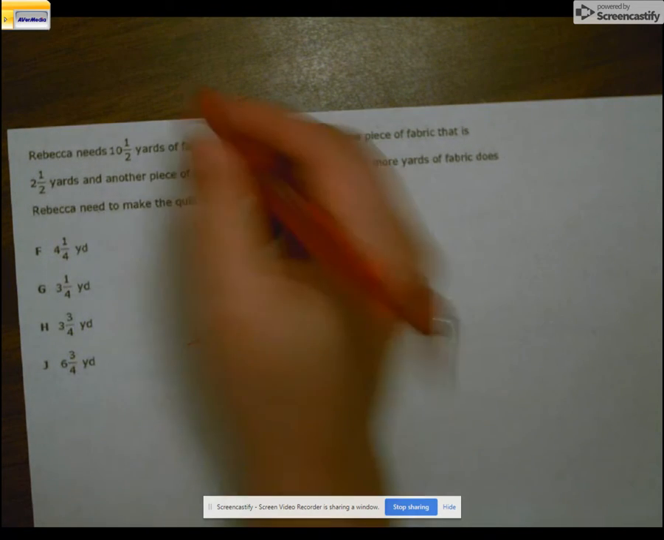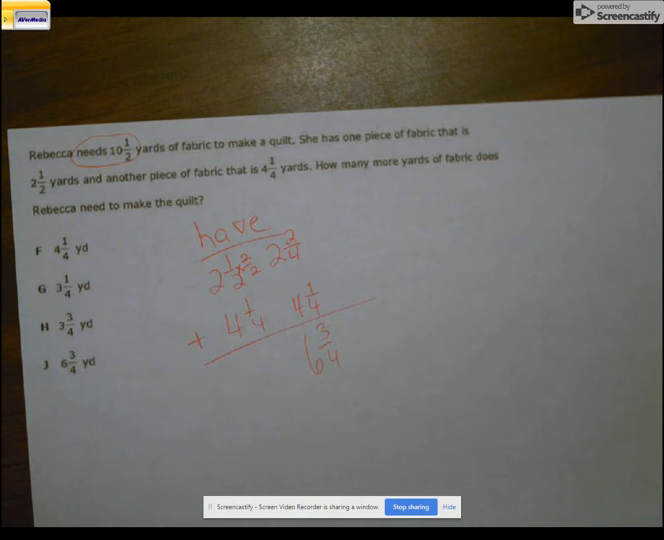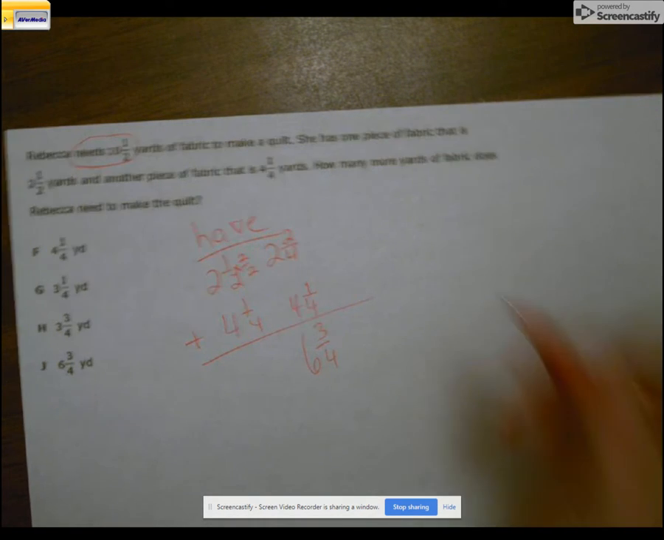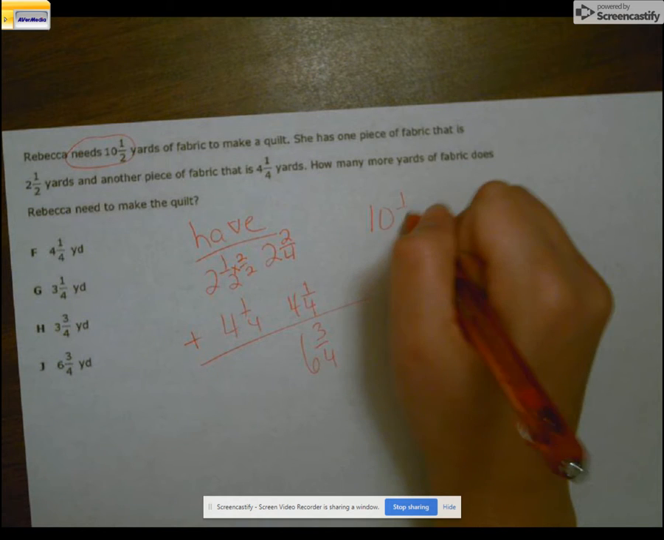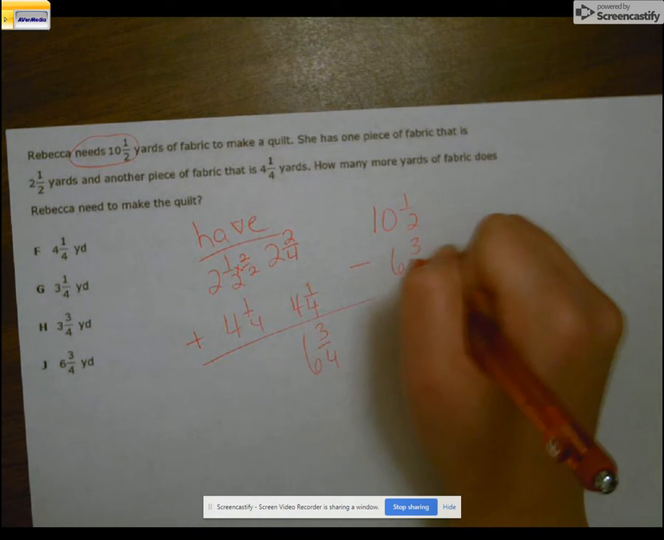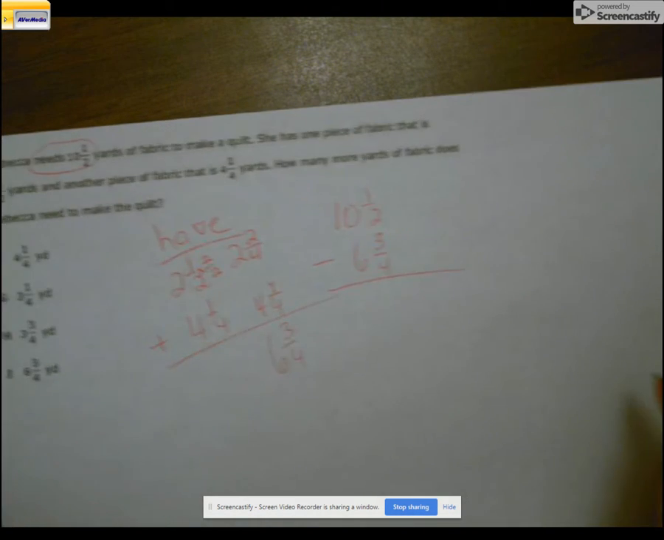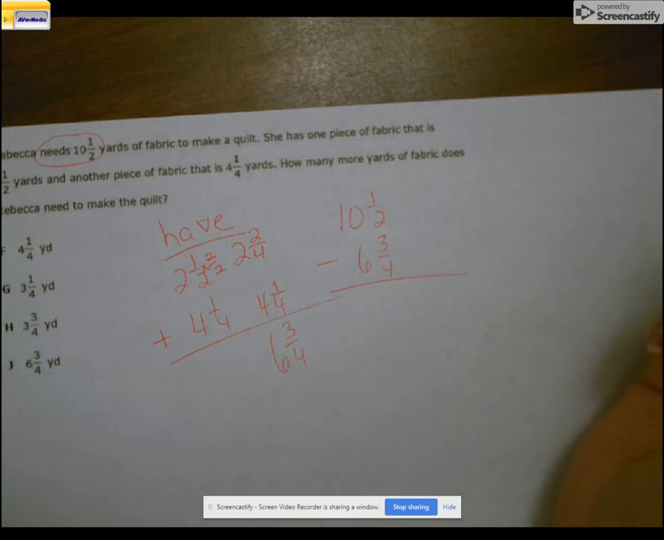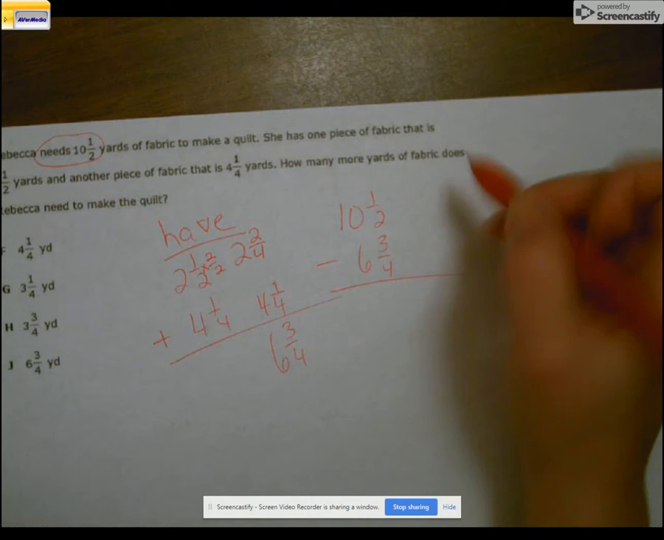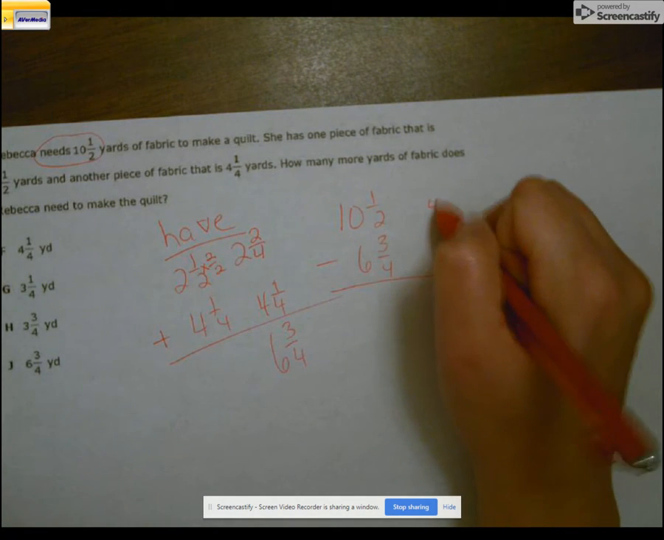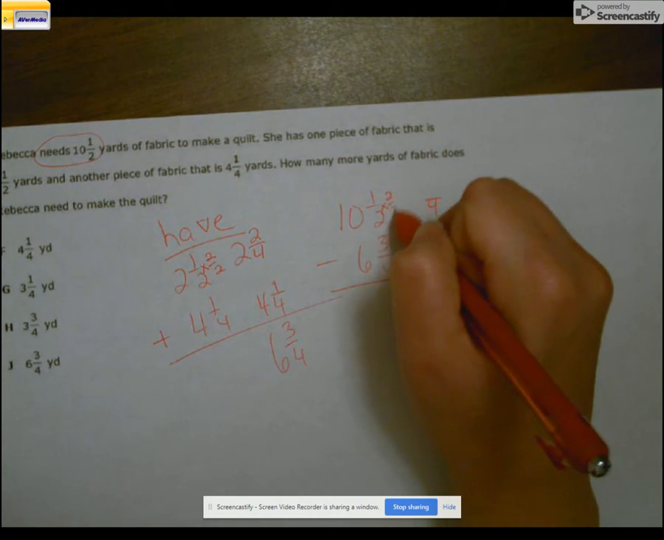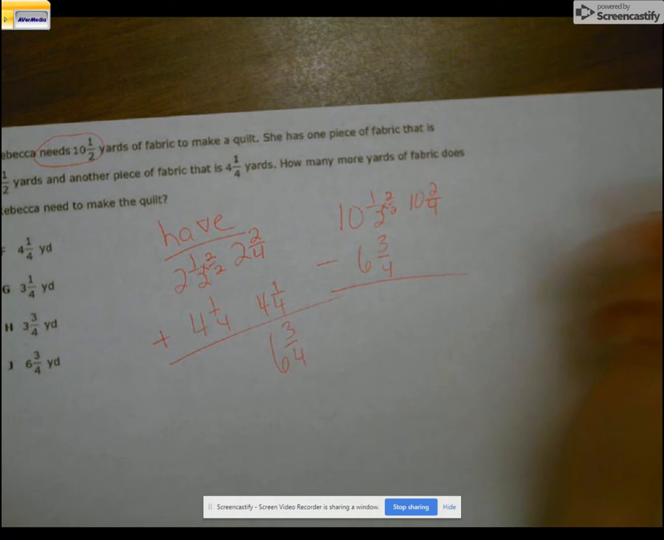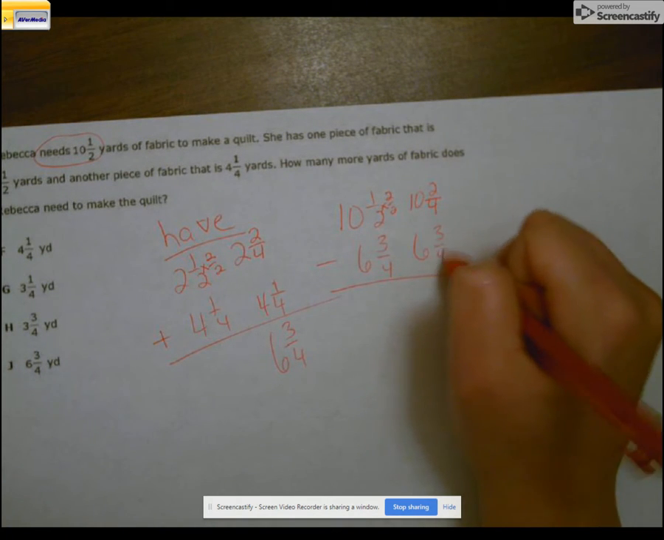Well, she needs 10.5. So I need to see how much more she needs. So 10.5 minus 6 3/4. I'm going to need to make some common denominators first. So I'm going to use 4 times 2. So I have 10 2/4, 6 3/4.